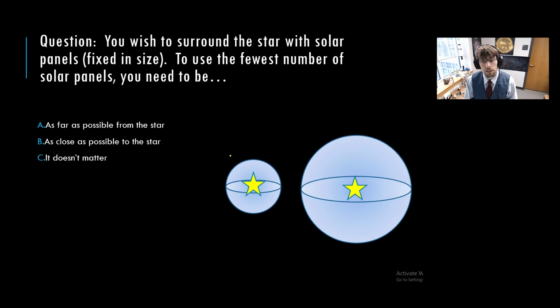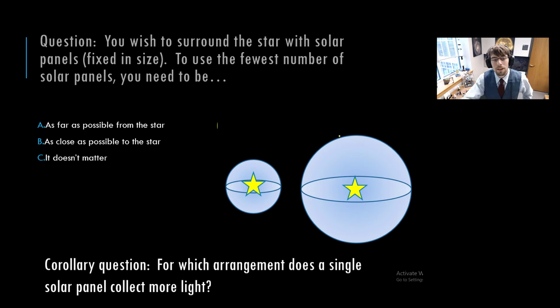Yeah, and I'll give you a picture here, of course. Good. In order to use the fewest number of solar panels, you want to be as close to the star as possible, right? Why is that? Because the closer you are to the star, the smaller area you need to cover. And if you have a smaller area, that means that you use less solar panels. Here comes the next question. Corollary. For which situation does a single solar panel collect more light?